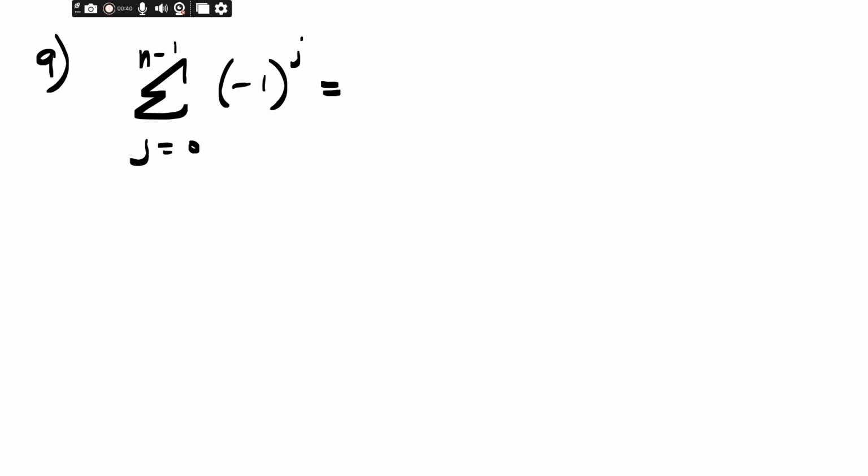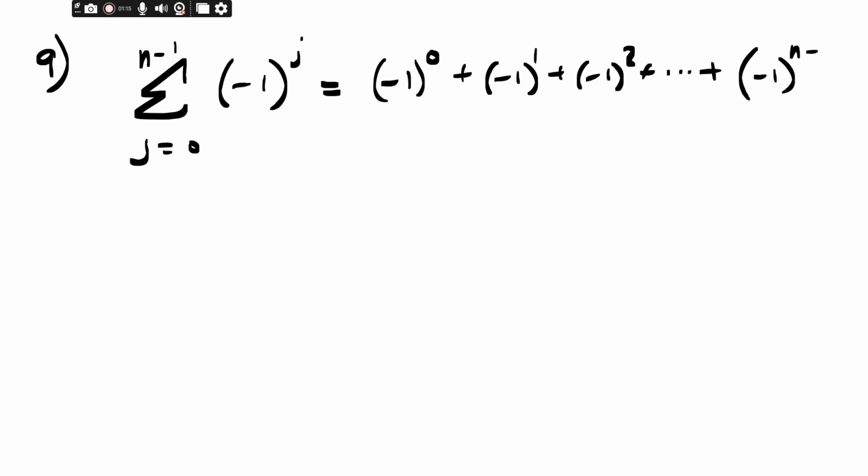So as j is equal to 0, we have negative 1 to the 0 power. Then we have j is equal to 1. For the index values, normally we use i. We could use j, and sometimes, rarely, k, h, or n. Those are usually the letters we use. In this case, it's just j. So the third iteration is 2, so it would be negative 1 to the 2 power, and so on and so forth. We're going to keep doing this until we get to n minus 1. We don't have a value for n, and that's okay.